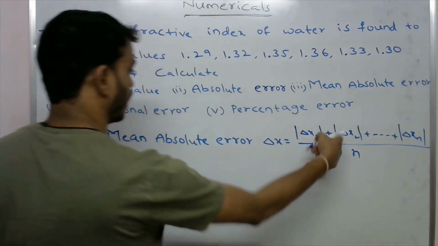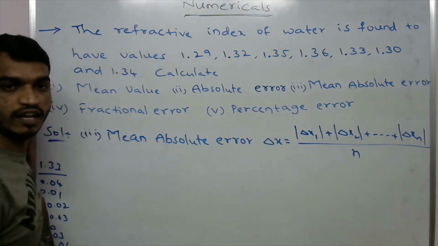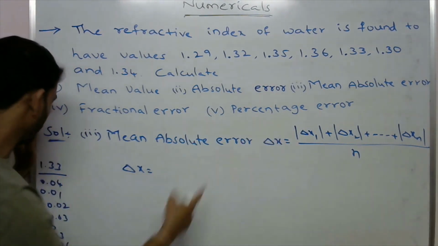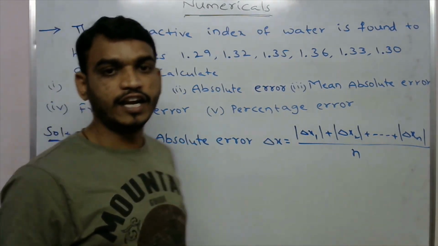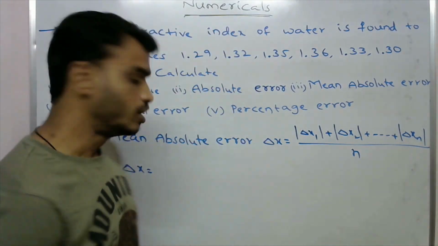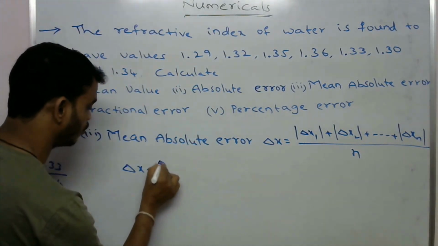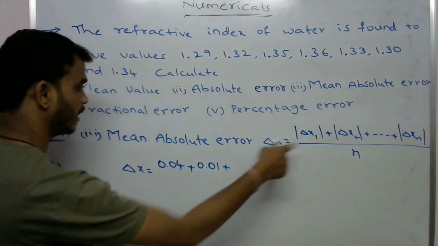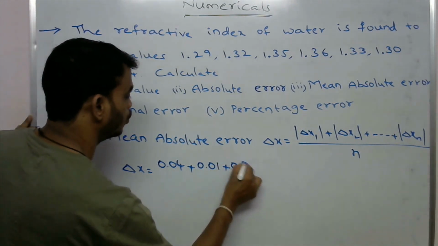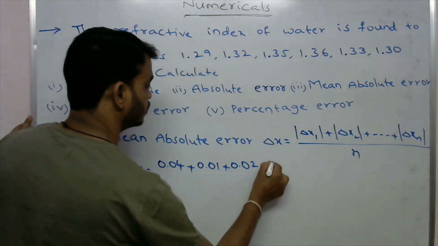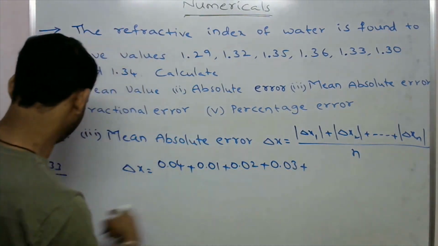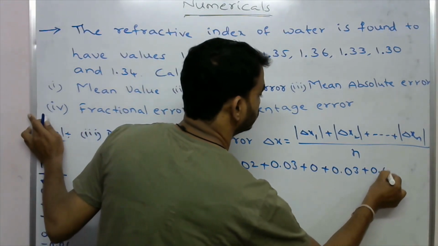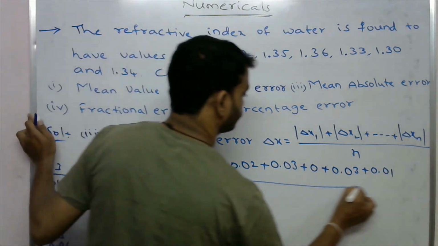So here I am also writing this. We have seven absolute error values. So those absolute error values are delta x is equal to. By taking the mod, every negative value also becomes positive. So this 0.04, and the next value is 0.01, the next value is 0.02, and the next is 0.03, and the next is 0, next 0.03, next 0.01, divided by 7.